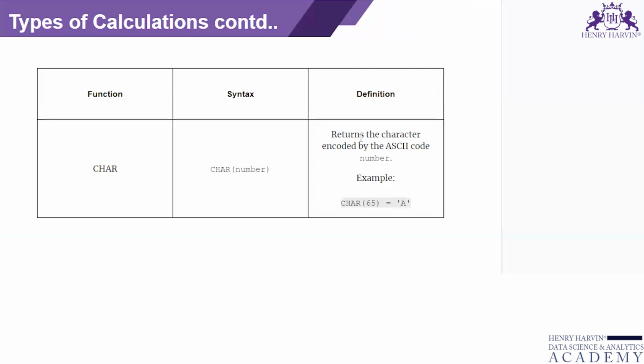If you give a number to the char function, it will return the alphabet or the character associated with that particular ASCII number. So basically, the ASCII function and the char function work in opposite ways. In one case, you give a string and you get a number, which is the ASCII value. In the second case, the char function, you get the character out of the ASCII value. So that is the difference between the char and ASCII functions.